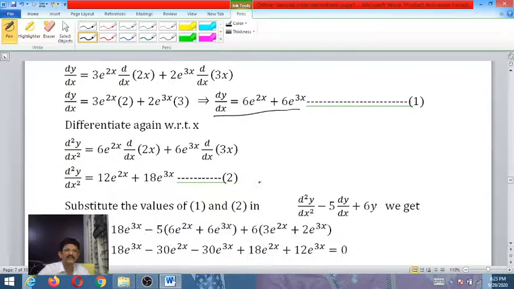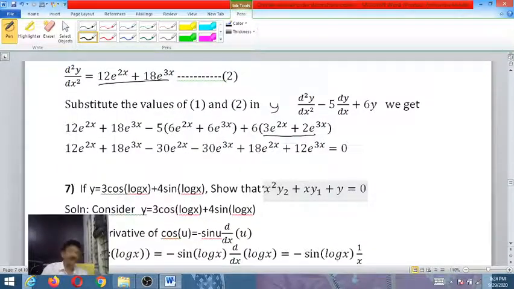Again you differentiate. This is d square y by dx square. Substitute all the values here. d square y by dx square minus 5 into bracket plus this is the value of y. Simplify all the expression, you will get everything will be cancelled here. 12 into e power 2x, plus 18, 12 plus 18 is 30, minus 30 cancel. Next 18 e power 3x plus 12, 18 plus 12 is 30, minus 30. So everything will be cancelled. Answer will be 0. So this is also an important problem.